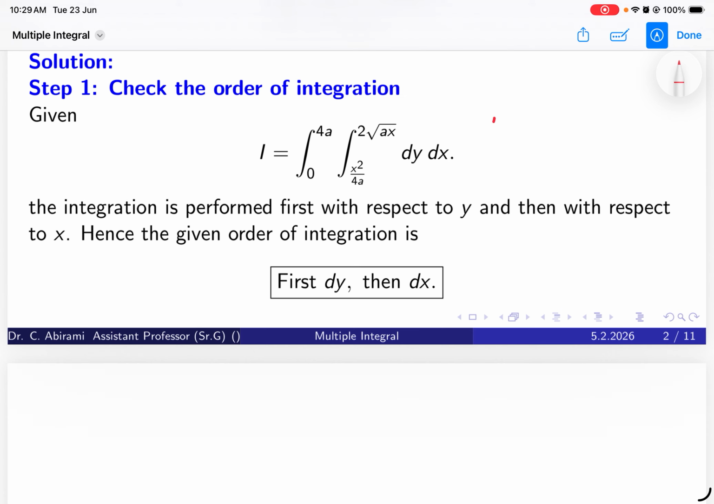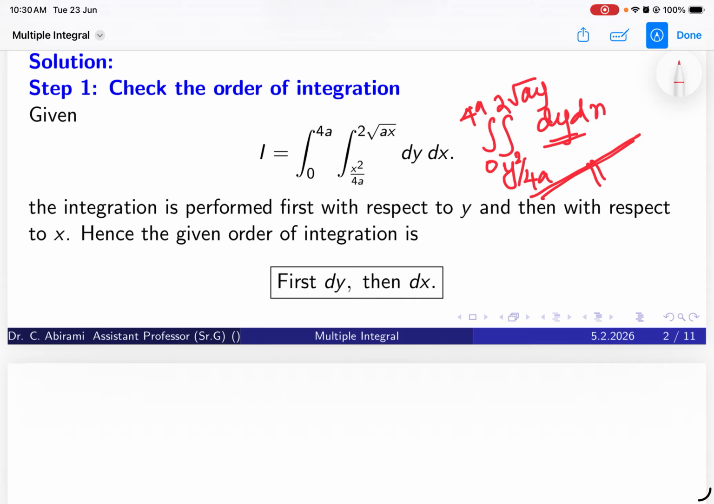Suppose it is given like this: double integral over y squared by 4a to 2 times square root of ay, 0 to 4a, dy dx. Here the innermost integration is with respect to y. The corresponding limits for y are either functions of x or constants. But what is given here? Functions of y. So it is not the correct order. You have to change the order first.